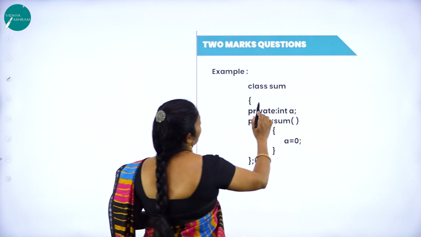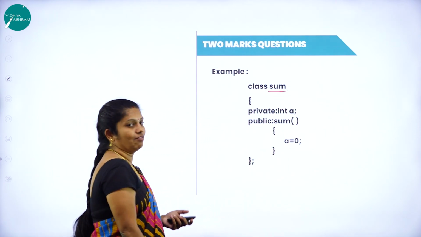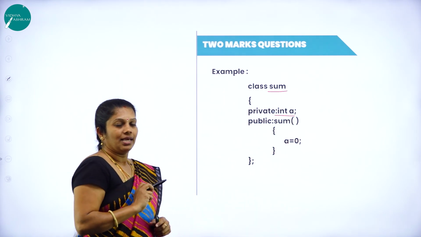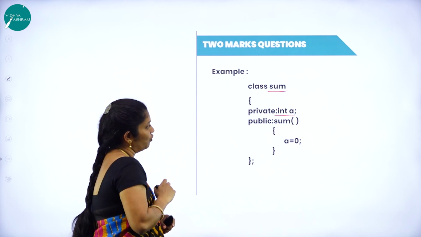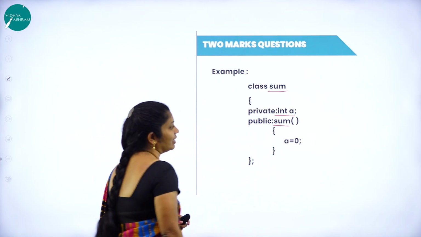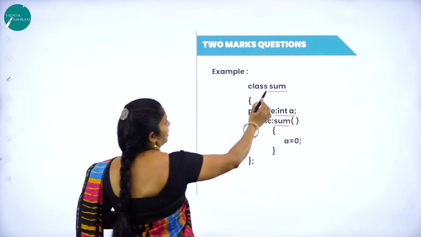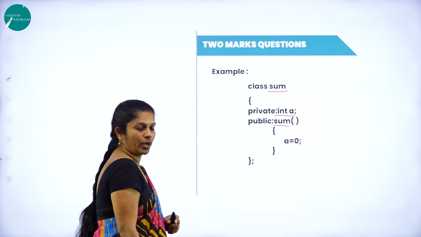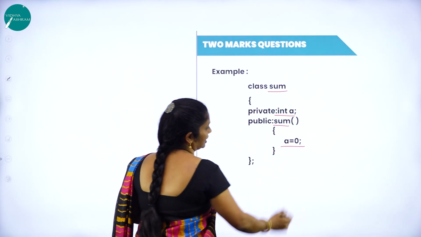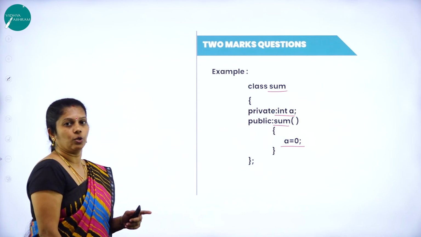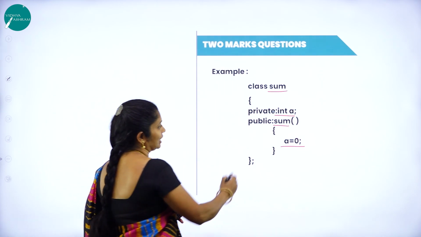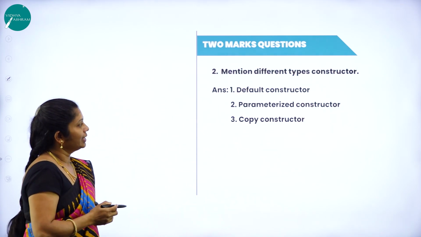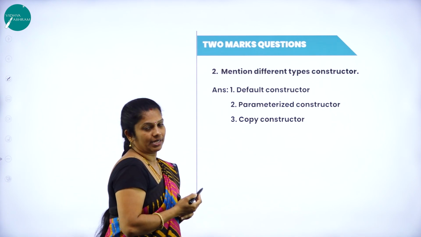If you observe the example, the class name we are given is sum, and in the private section we are declaring int a, where a is a variable of integer type. Then in the public section we are declaring the function sum. See, the class name and function name are the same here. Here we have sum and here also we have sum. Then we are initializing a equals 0. Then we close the constructor and then we close the class. This is the constructor and this is the class. Now is it clear?